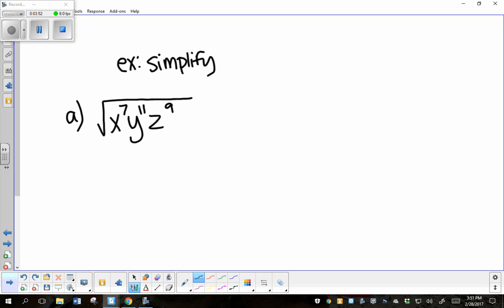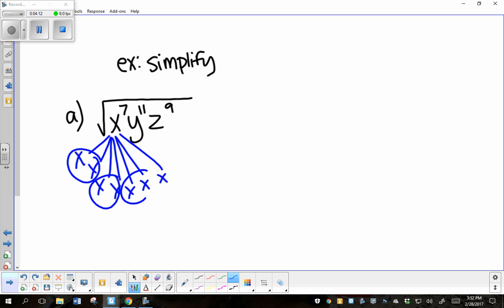So we're taking a square root here. Remember, we could do the tree method. It's going to take a long time if we try and do that. You don't have to write this, but x to the 7 is x times x, 3, 4, 5, 6, 7. It's a square root, so I'm looking for pairs of guys to come out. So those would get to come out. Now here's the thing. I don't want to do that for y to the 11. I don't want to write out 11 y's.